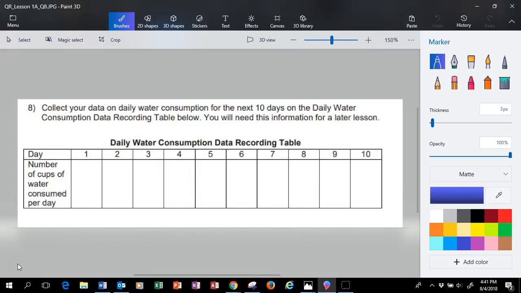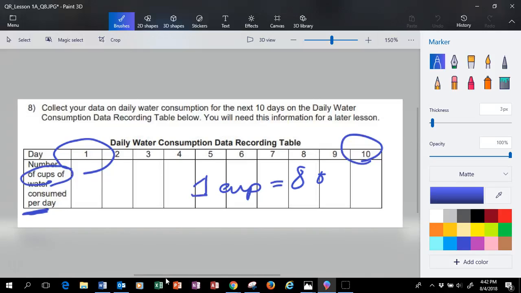So on this, question number 8, you're going to need to record the number of cups of water per day, and you're going to need to do it for 1 to 10 days. I'll need you to start tomorrow. I need you to start today. How many waters have you consumed? At the end of the day, write that down. Again, note that it says cups, and one cup is the same as 8 ounces. Make sure you put your answers in cups and not ounces.